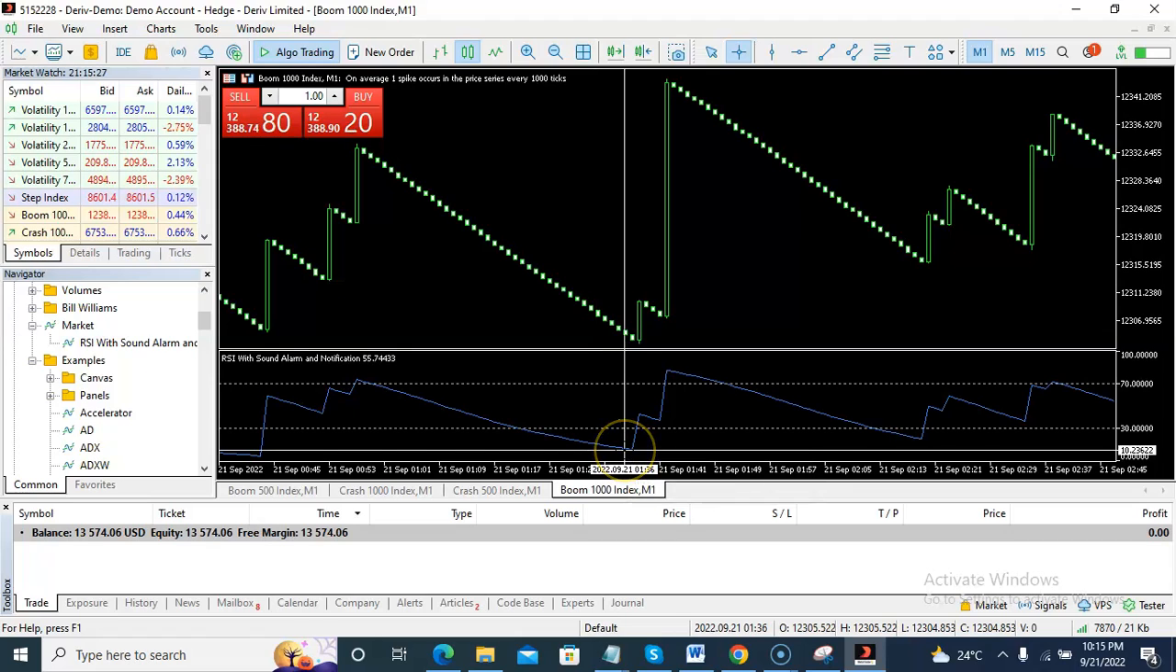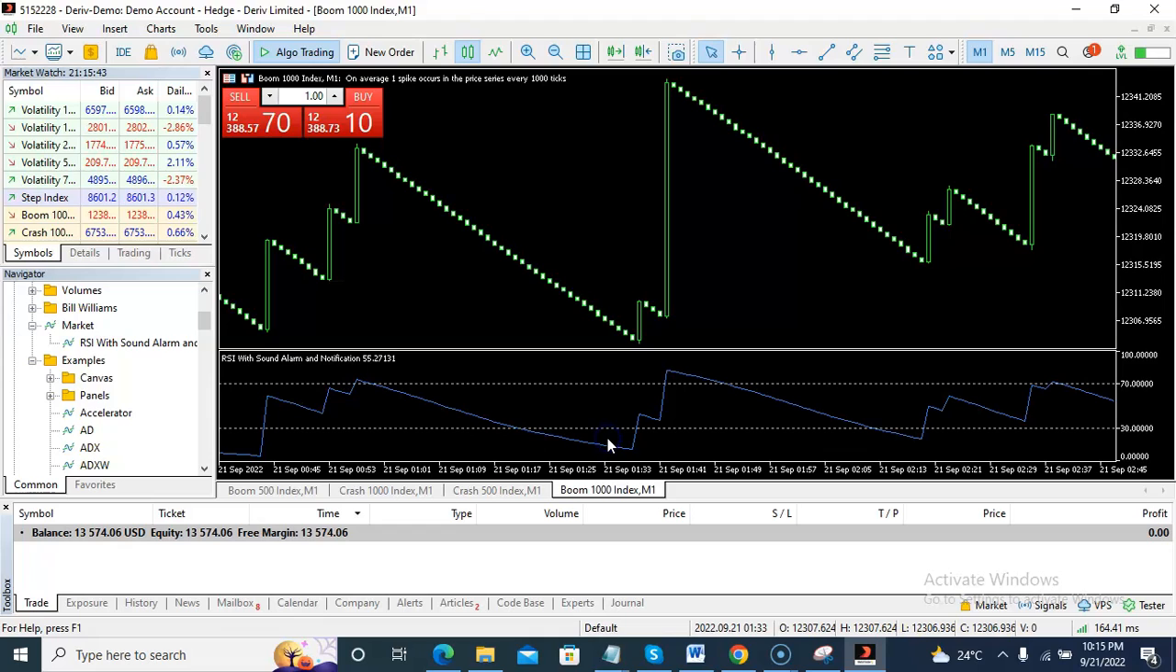You can see here again, this is another one, and it is a very close one. Just here we had the RSI go to 10. Whenever the indicator gets to the settings that you set, the bell alarm will ring. So just make sure that you set your indicator very well.